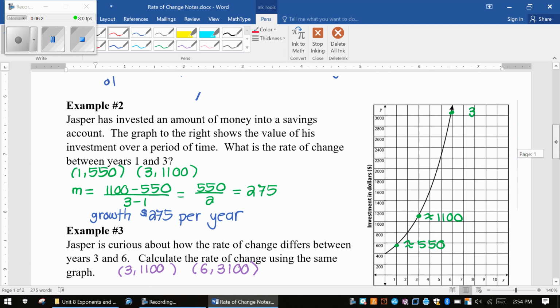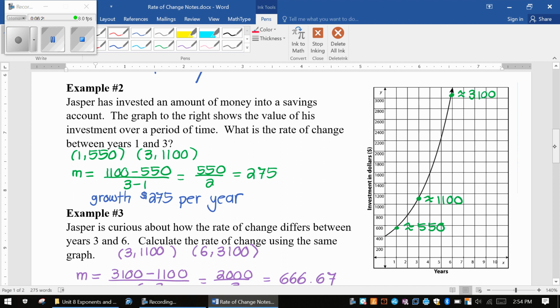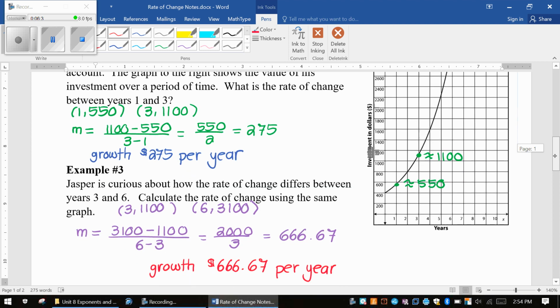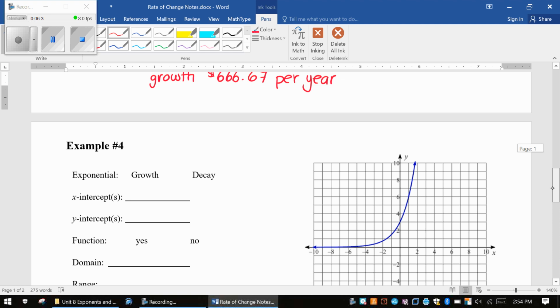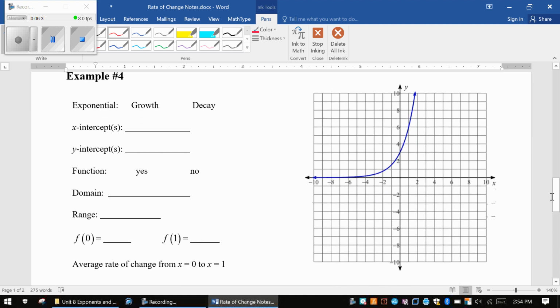Okay, so the interval that you look at will have a different rate of change each time on an exponential function. So let's do a little bit of graph analysis here on example number 4. Looking at this graph, the first thing that we're asked to do is to determine whether or not it is a growth or a decay. When you're looking at the graph, it's increasing from left to right, so that tells us that it's growth.